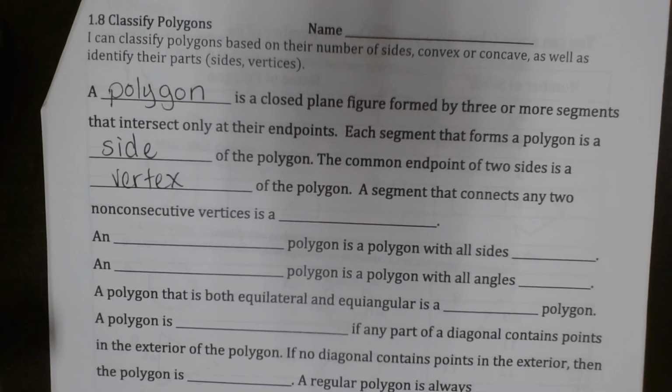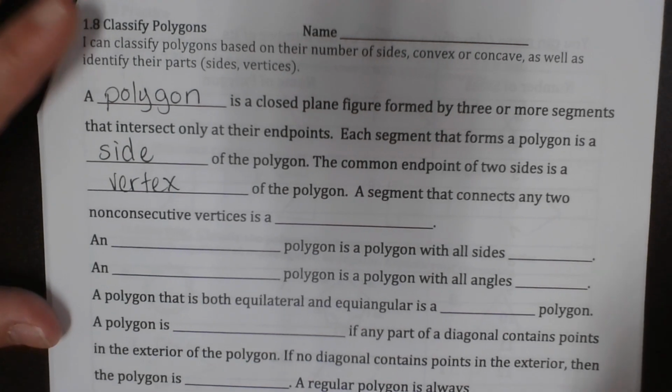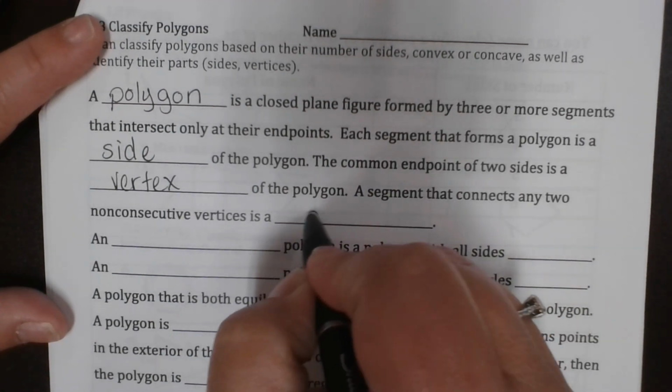A segment that contains any two non-consecutive vertices. That means multiple vertices. Is a, what is this? A side. It's side again.